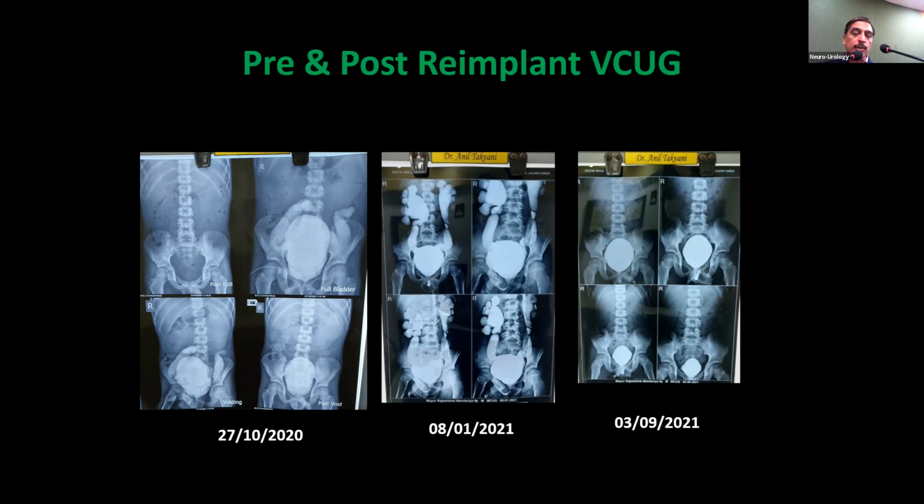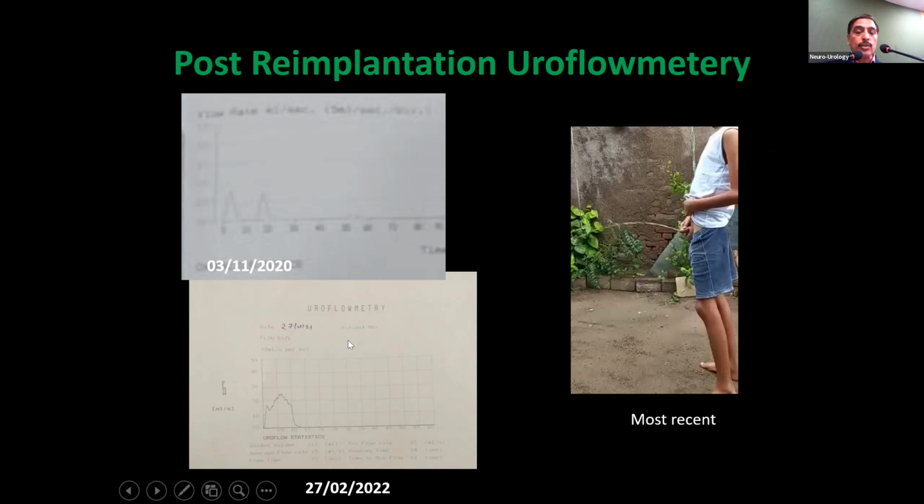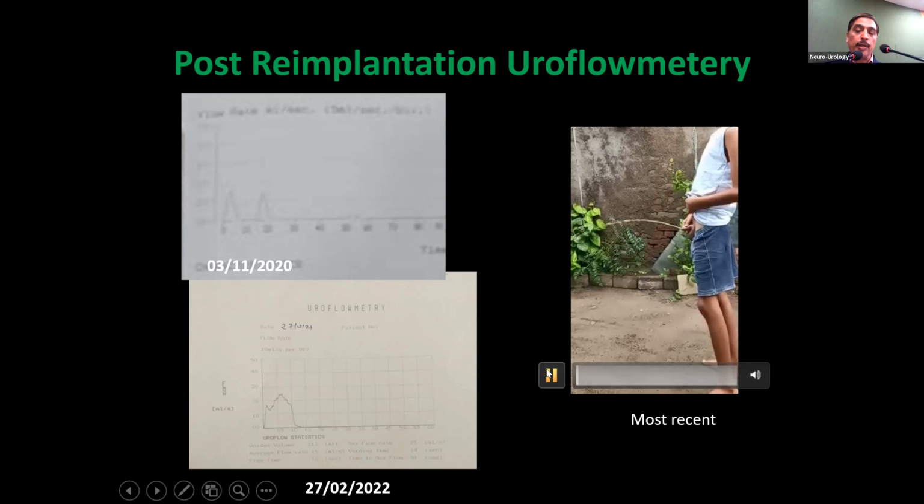No febrile events. So this third MCU, which we have done in 2021, after one year, just on the request of the parents, because parents suffered a lot. They wanted to know whether really the reflux is fixed or not. But it gave me information that it is far, far better than the first MCU, which was done by the first urologist. And then you can see this is the recent uroflow, and this is how the child is now voiding.